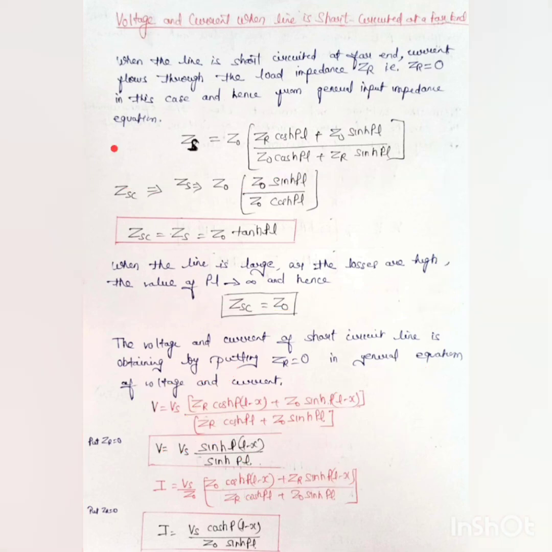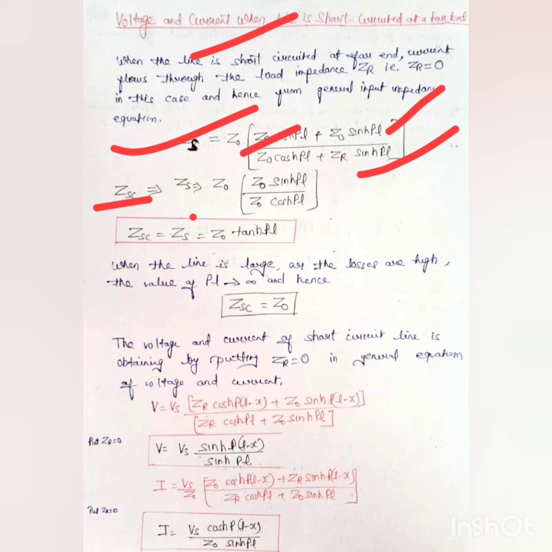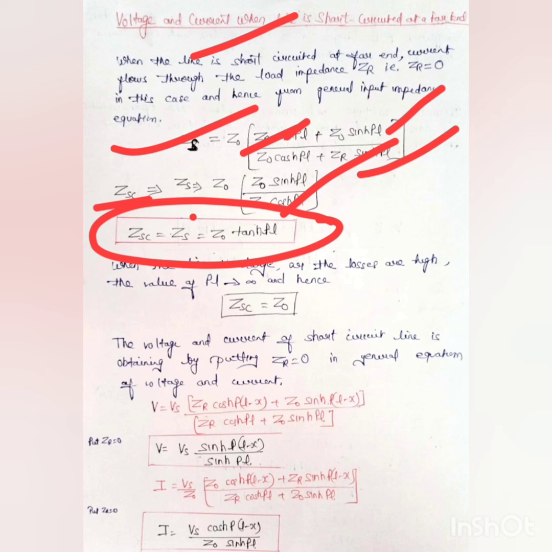This is our input impedance expression: Zs equals Z naught times Zr cos hyperbolic PL plus Z naught sine hyperbolic PL, upon Z naught cos hyperbolic PL plus Zr sine hyperbolic PL. This is the short circuit impedance, because we consider the short circuit, so it is represented by Z of SC. After putting Zr equals 0, this term becomes 0 and that term becomes 0, and after solving we get Zs equals Z naught tan hyperbolic PL.